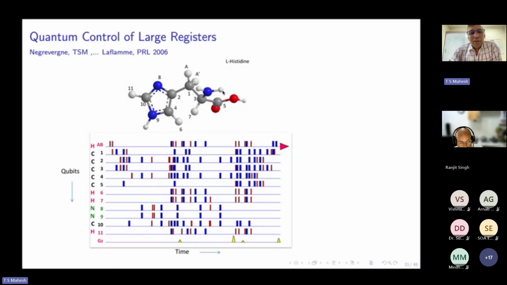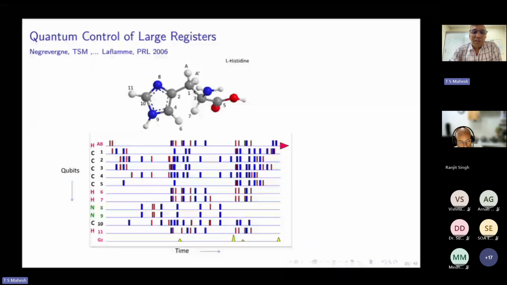That is one, and another important bottleneck is the ability to initialize all these states in a specific initial state. For example, you want to bring all these 12 qubits to the zero state. That comes with a cost in NMR. The cost is that you lose sensitivity, and that's a big bottleneck. And so these are the issues.